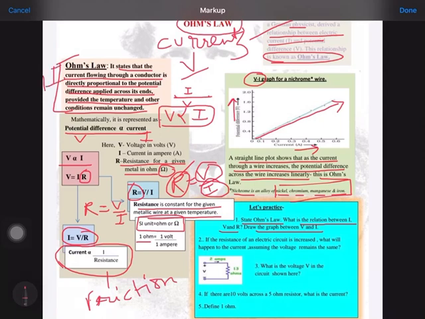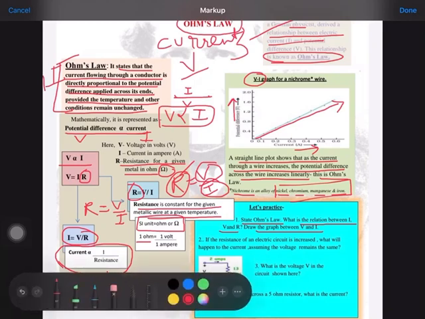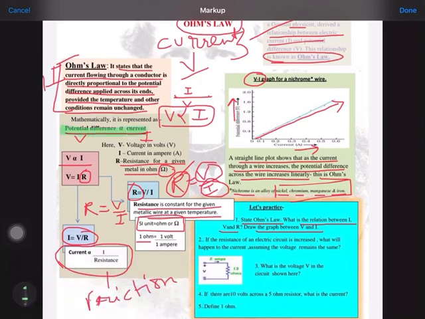Then, what is the relation between I, V and R? So you have to write the relationship. First you write that potential difference is directly proportional to current, and below this you write V is equal to IR. This relationship is sufficient. If you want, you can write these two things also. It will be more clear.